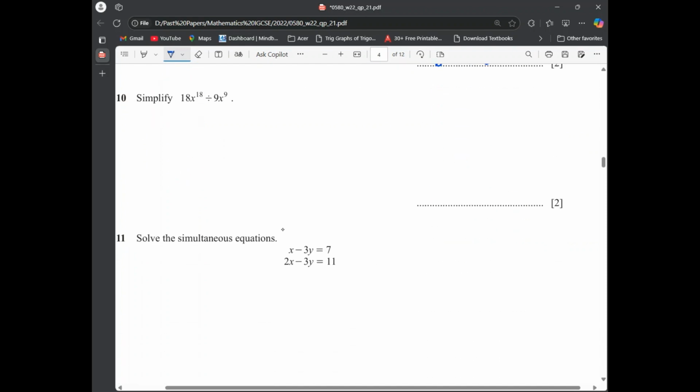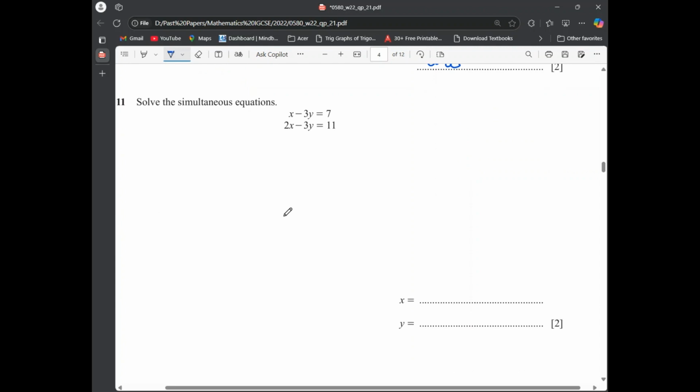Question 10. 18x to the power 18 divided by 9x to the power 9. We want to simplify this. When we divide the same bases, we subtract the exponents. First, let's divide our numbers. 18 divided by 9 is 2. And we've got x to the power 18 minus 9. Final answer, 2x to the power 9.